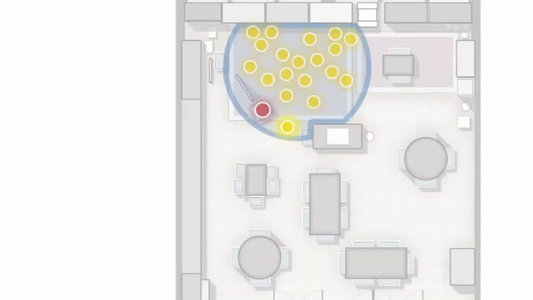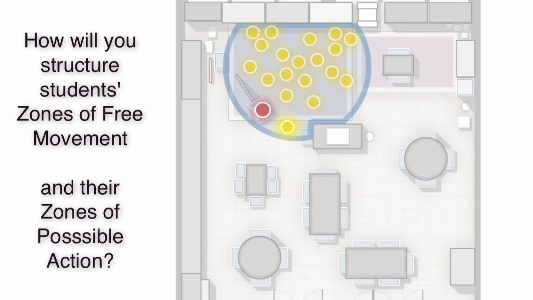So here you are, a blank canvas. Here's a rendering of a classroom. Desks are not in rows, rather students are gathered in the meeting area, waiting for direction from you. How will you structure their zone of free movement and possible action? So, isn't this kind of overwhelming?